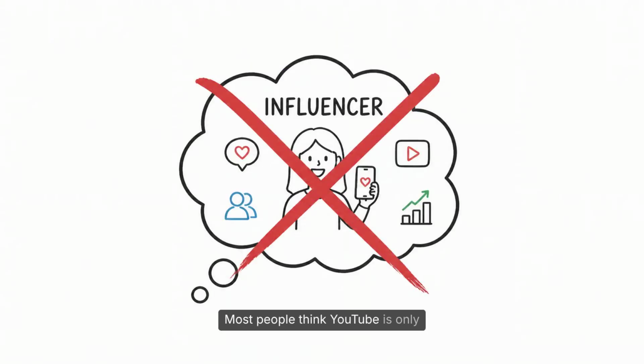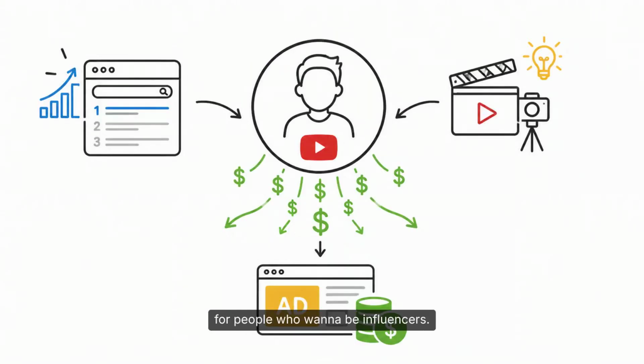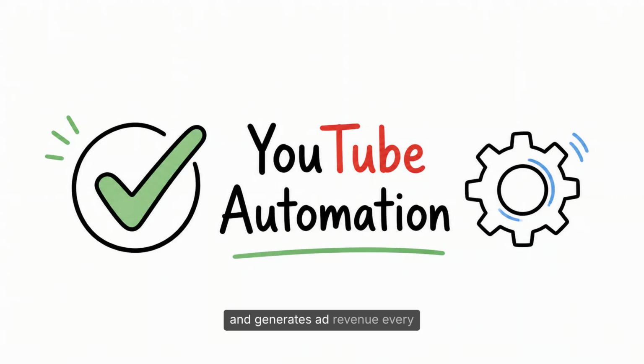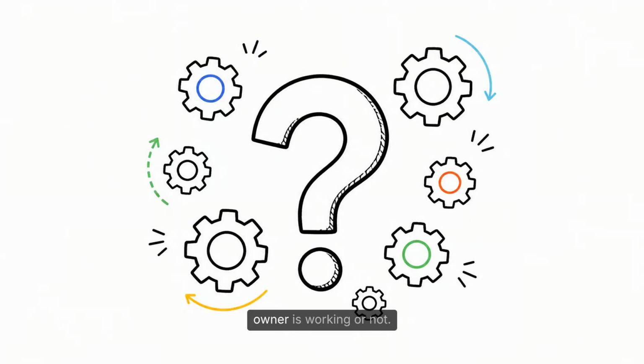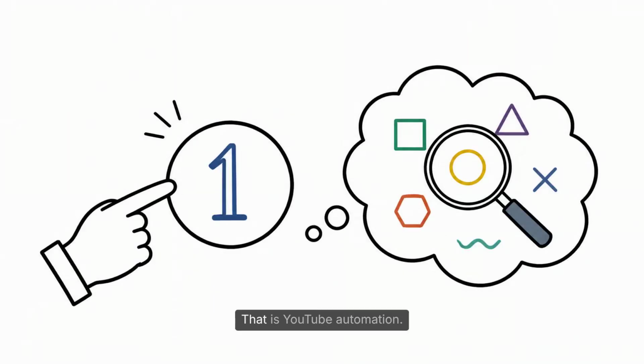Most people think YouTube is only for people who want to be influencers. That's not true. Some of the biggest earning channels on YouTube have no face, no personality, no brand, just a system that produces content, ranks on search, and generates ad revenue every single month, whether the owner is working or not. That is YouTube automation. So how does it actually work?